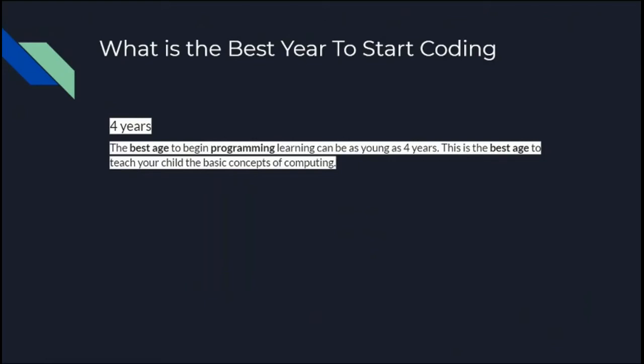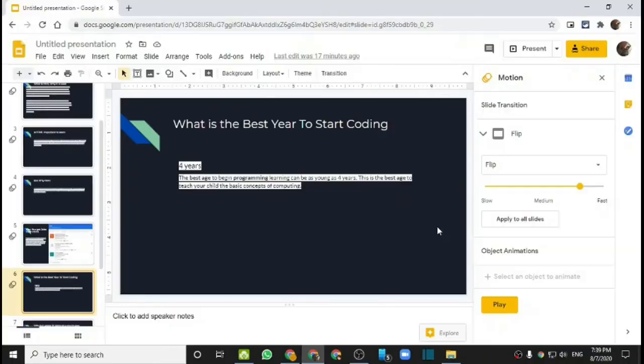What is the best year to start coding? If you're small, like 4 years old, you could start coding. Yeah, coding, but not HTML coding. I'm saying Game Lab. Game Lab is from Code.org. If you just search Code.org, I'll show you.